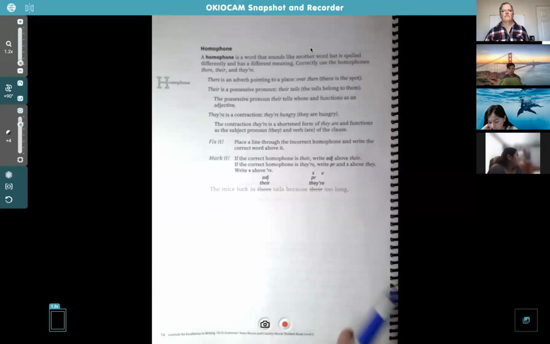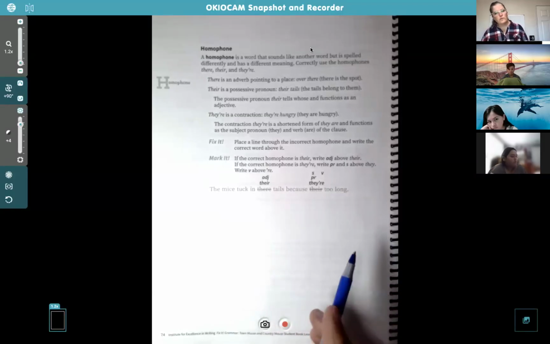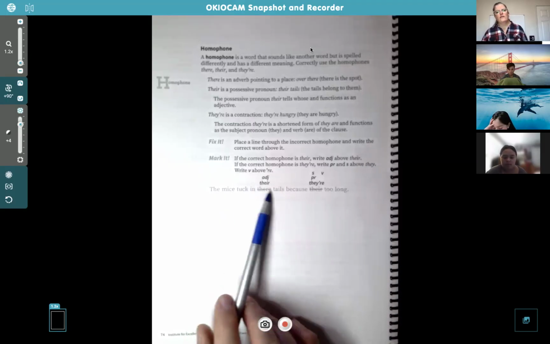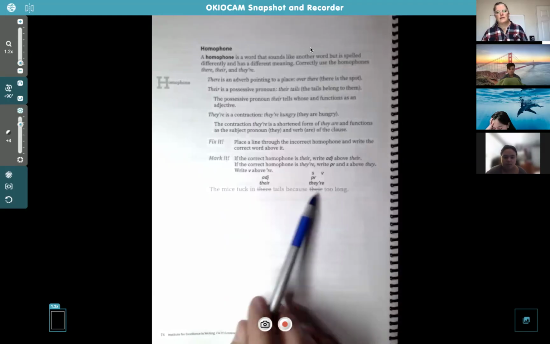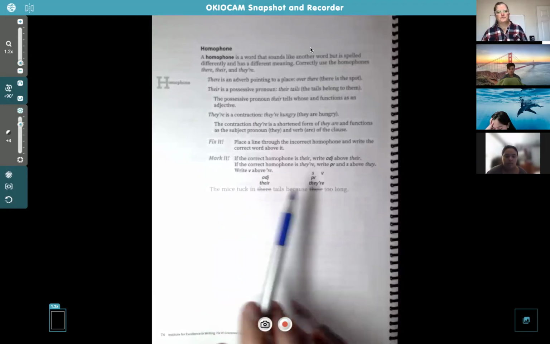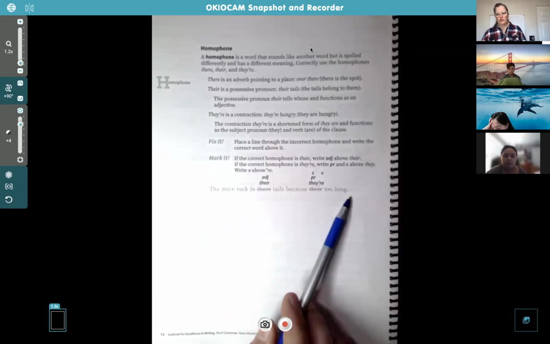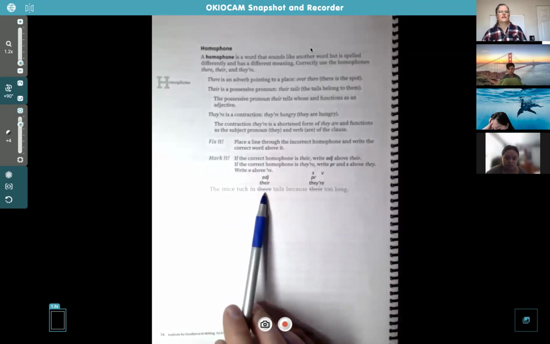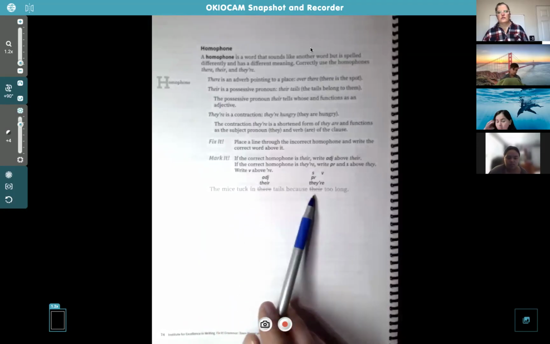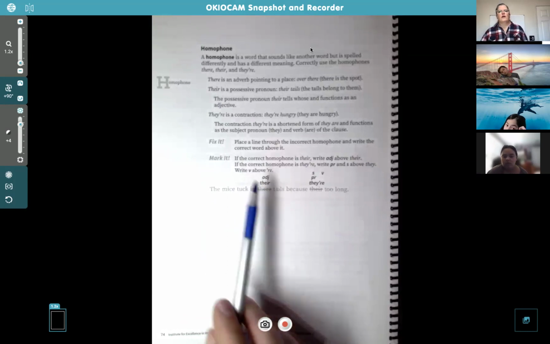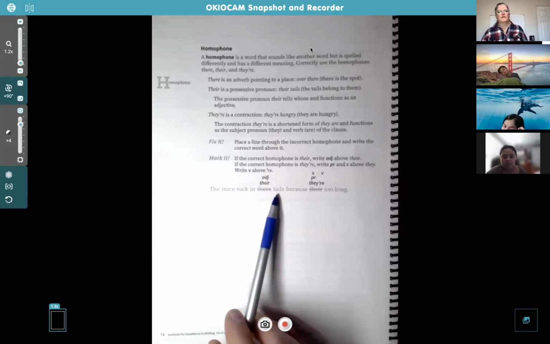They are. So guess what? They're going to make mistakes just for you in this book. They're going to use the wrong one just for you guys. And then you have to figure out what it should be. Like, look at this example down here. The mice tuck in their tails because they're too long. Originally, they had the wrong theirs. So you just draw a line through it like you do in your writing and then put the correct spelling above it.